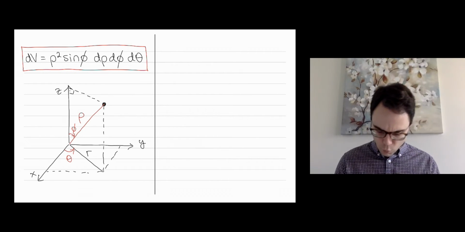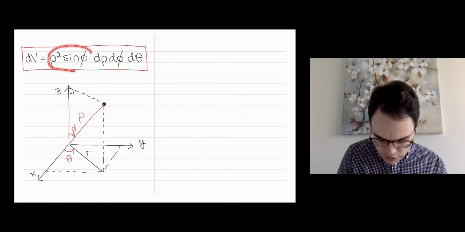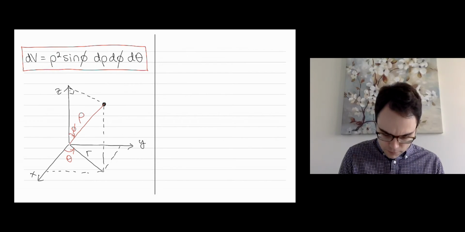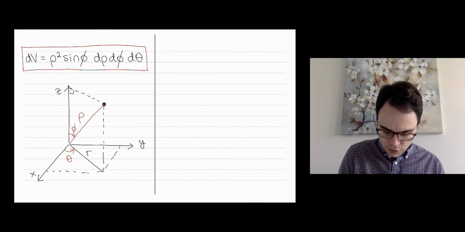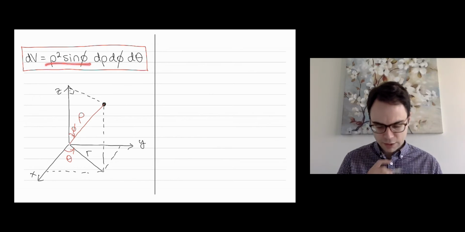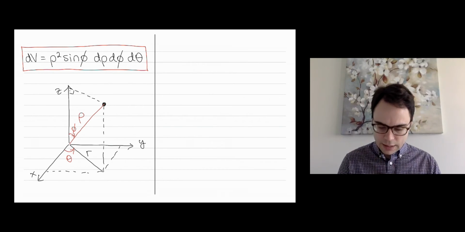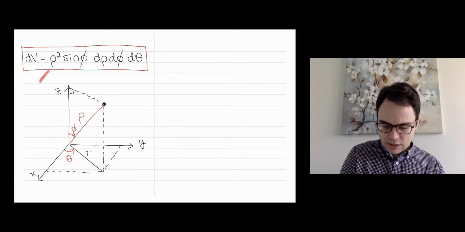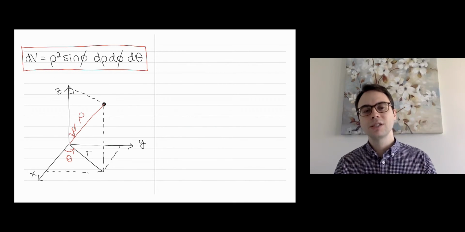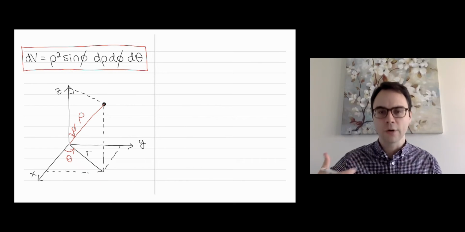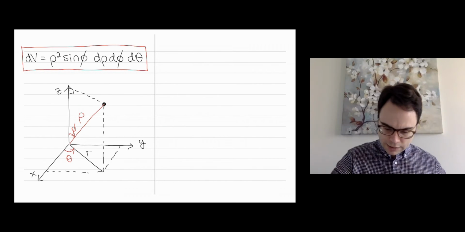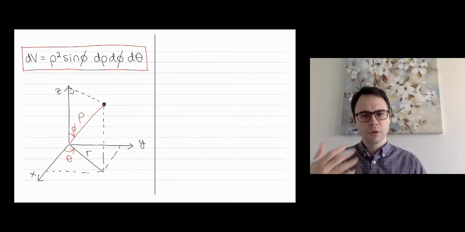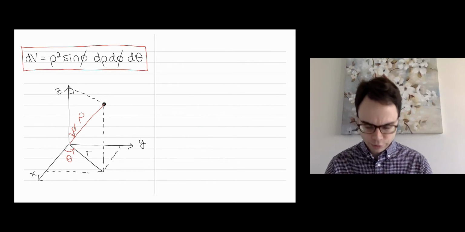What I want to do next is quickly convince you that we need this factor rho squared sine phi over here. That explains why we have this factor. Then I'm going to do a calculation using this, and it's going to give us the expected answer. I hope that calculation will serve as some evidence to convince you that this is the correct volume element. Let me try to convince you with a picture first.